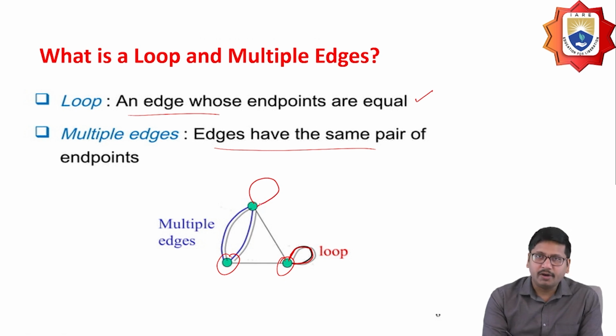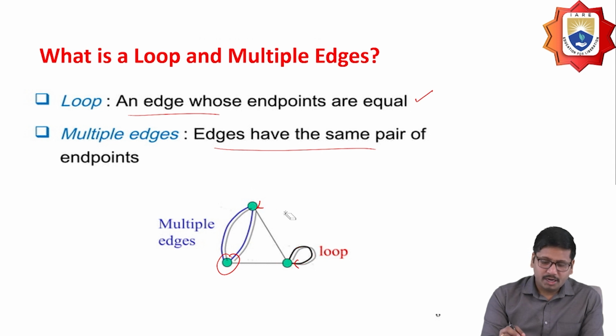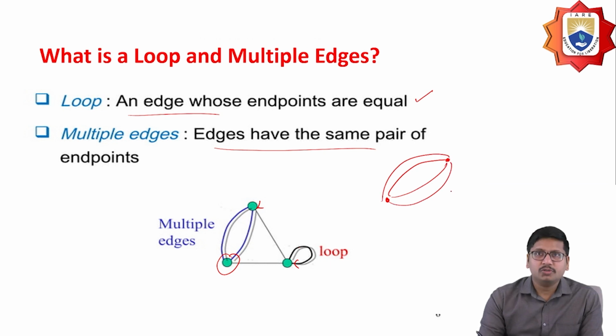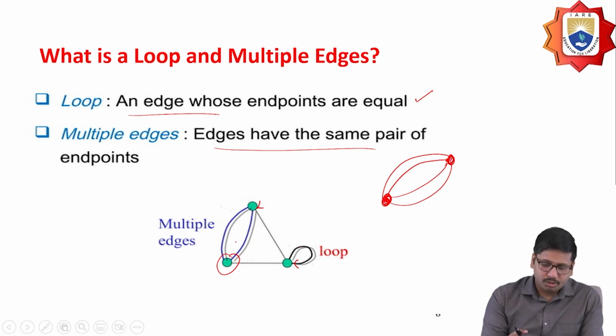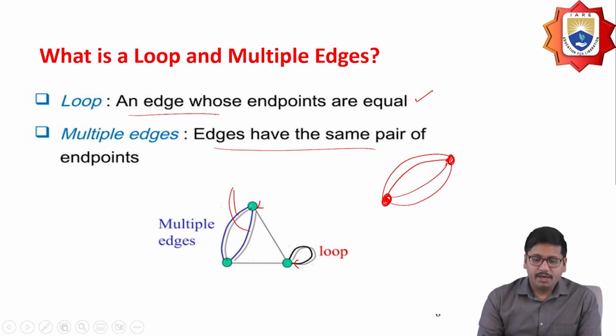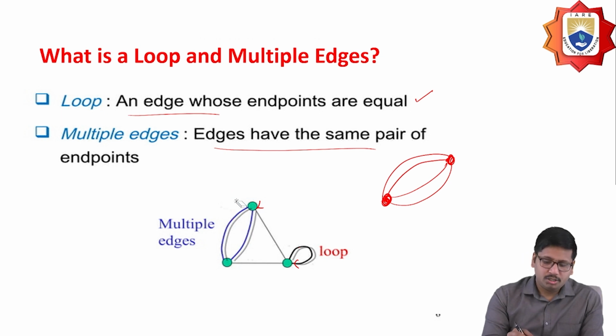I can draw one more loop. This is in the case of an undirected graph. If I draw it in a directed graph, I can draw it like this. Multiple edges means I can draw several edges between the same vertices. The lines shown in blue are the multiple edges, since the edges have the same pair of endpoints.